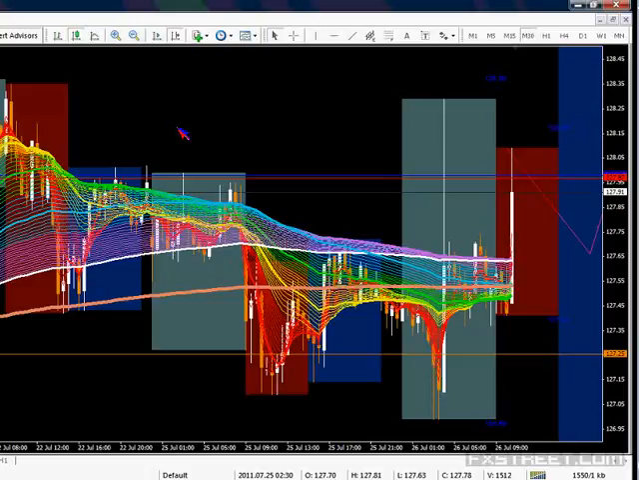Tiparuni, there is no setup on euro dollar. This session is focused on pound dollar and pound yen only.